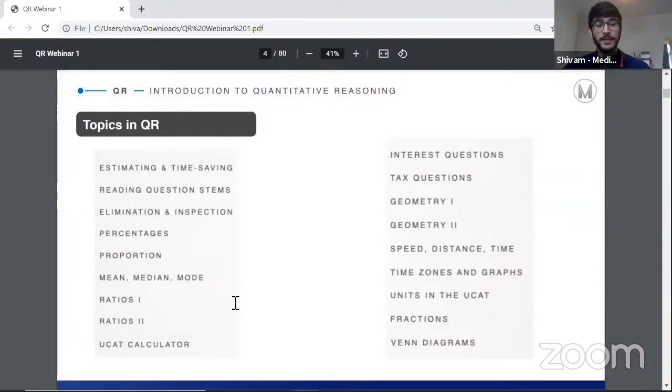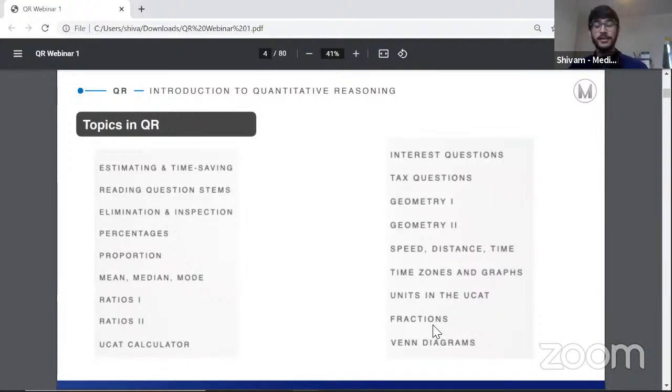Yeah, so here it is. I'm not going to go through all of them right now, but this really gives you an understanding of the types of questions. These are the topics that can come up in the quantitative reasoning section. We've got things like mean, median, mode. We've got ratios. We've got tax questions, so that's going to be involving percentages. We've got speed, distance, time, a bit of geometry, and some fractions.